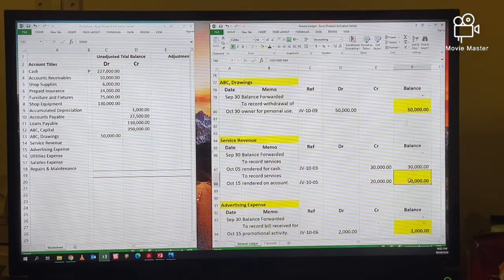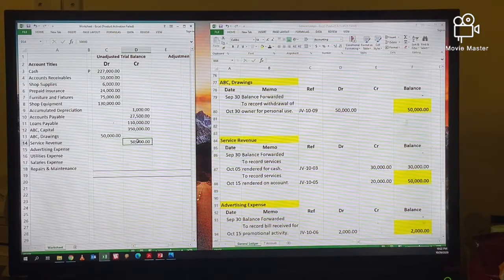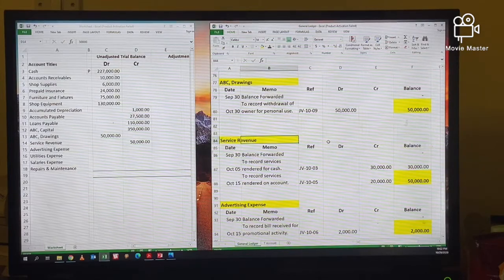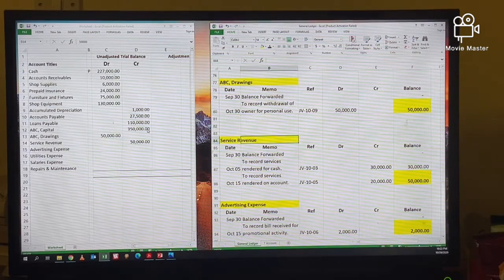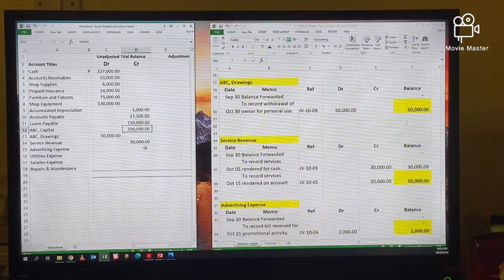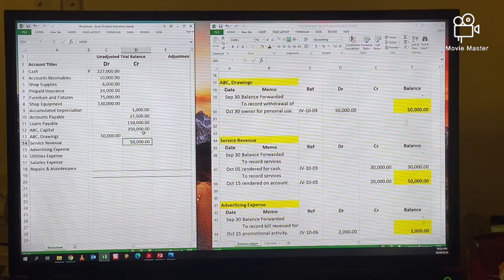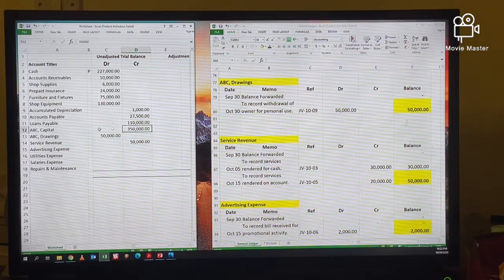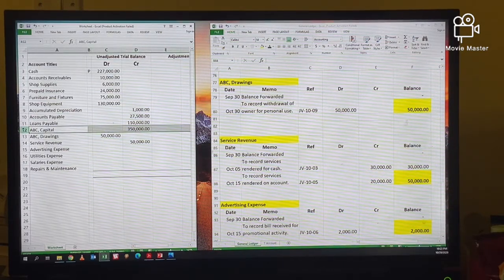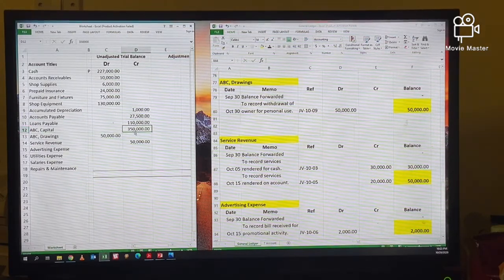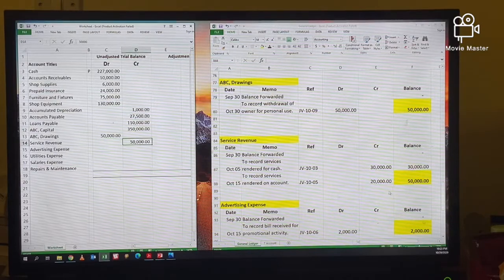Then, your service revenue. Ang service revenue ay normally credit side. Why? Kasi, your revenue minus expenses equals net income. At yung net income na yan, ina-add mo siya sa capital. So, since your revenue increases your capital, same treatment siya kung ano yung treatment mo kay capital. Therefore, ang kanyang normal balance is credit.